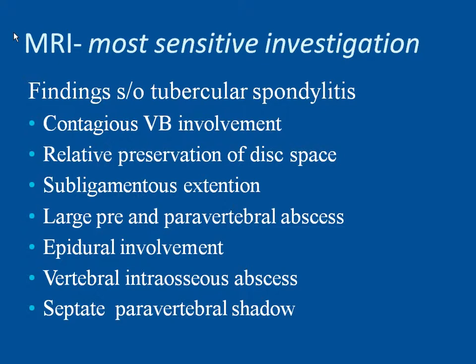The findings of tubercular spondylitis would be a contiguous vertebral involvement, a relative preservation of the disc space, and there could be subligamentous extension of the lesion with large pre- and paravertebral abscesses, which could be very well distinguished. The early epidural involvement can be found out, a vertebral intraosseous abscess can be diagnosed, and septate paravertebral shadows can be seen on classical MR pictures.